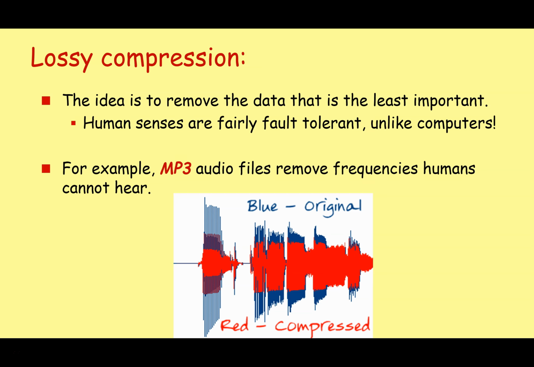So for example, with MP3 audio files, one of the techniques to reduce file sizes and compress the data is to remove the frequencies that humans cannot hear. So you can remove some of the higher frequencies and the lower frequencies from the original recording that aren't detectable by human ears, and we can reduce the file size with no loss of quality.